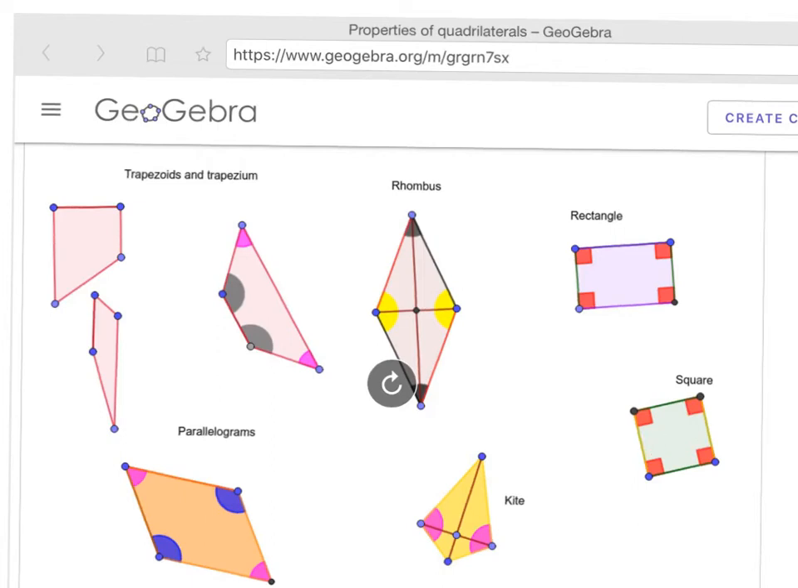Please go and have a play on the applet, move the shapes around, get really used to seeing parallel sides which are the same length, which are different lengths, how they affect angles. It's really important for understanding how the properties work.